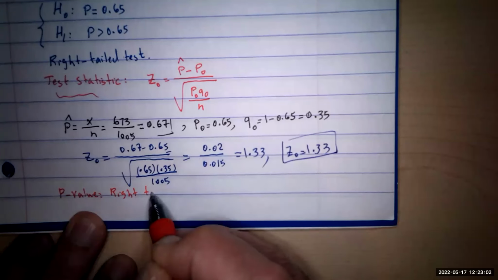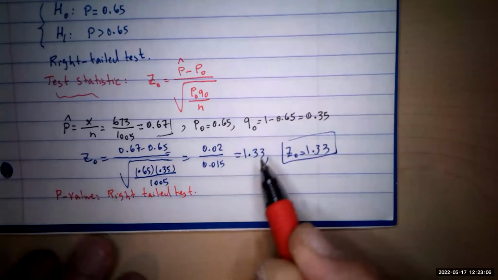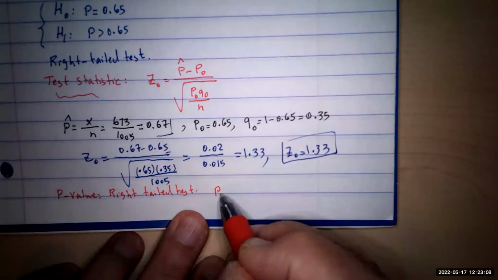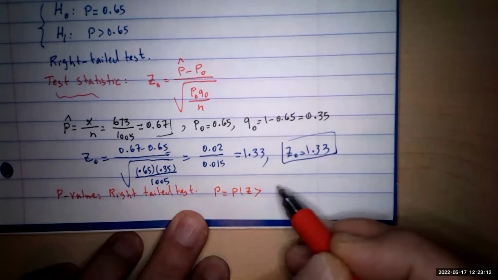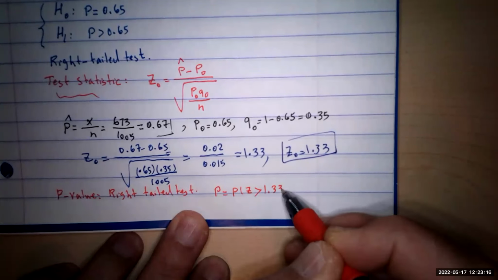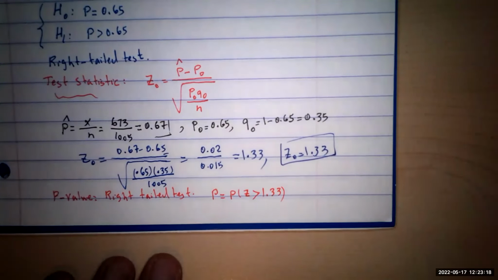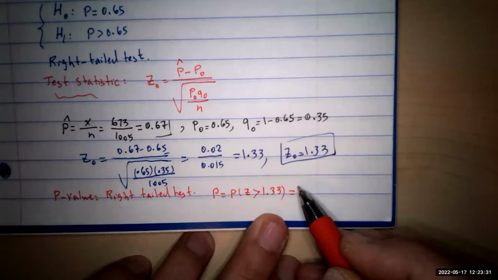Right tailed test. So your formula is going to be the p-value is equal to the probability that the Z is greater than 1.33. So you can directly get the complement. It's going to be 1 minus the probability. I'm going to finish it here, so I write the result for you. So it's going to be on the table.